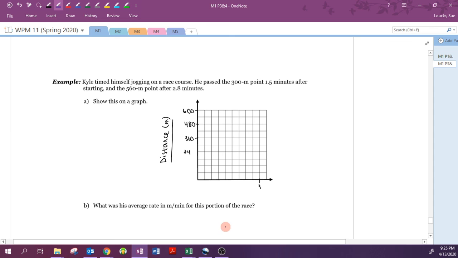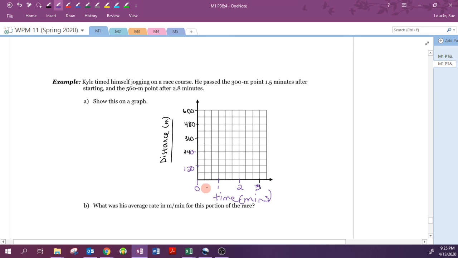So on the bottom here, we've got time. And we're going to do this in minutes because that's the units that are used in the question. So this is 0, this is 3, and 1, 2, 3, 4, 5, 6, 7, 8, 9. So each 3 ticks is 1 minute. So there's 2 minutes and 3 minutes. And each 2 lines is 120 meters.